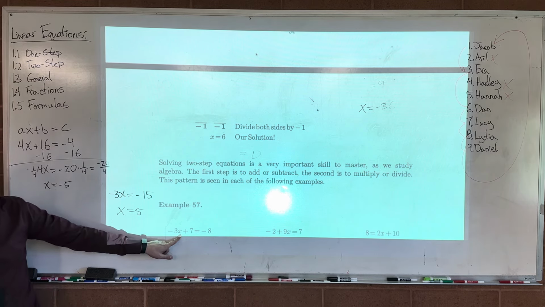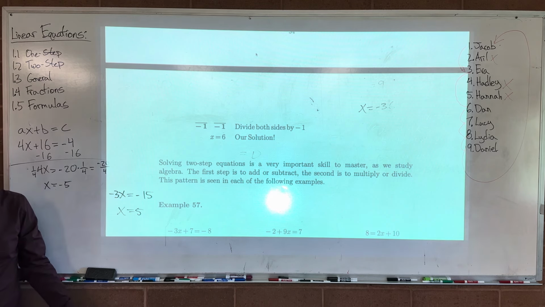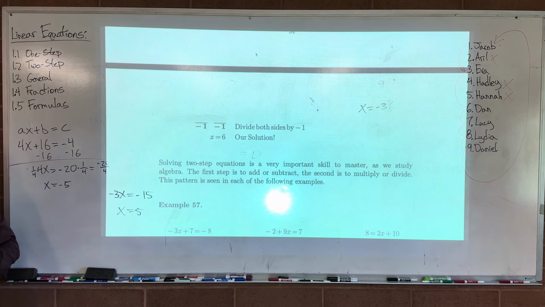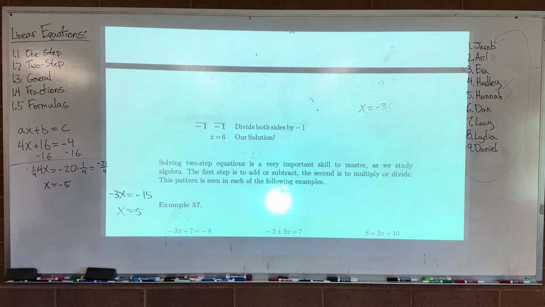What's negative 3 times 5? Negative 15 plus 7. Negative 8. It worked. It should always work if you did it right. If it didn't work, you made a mistake. So that's a quick way you can always check. Did I screw up my signs? Just plug it in real quick. All right, let's do the next one.